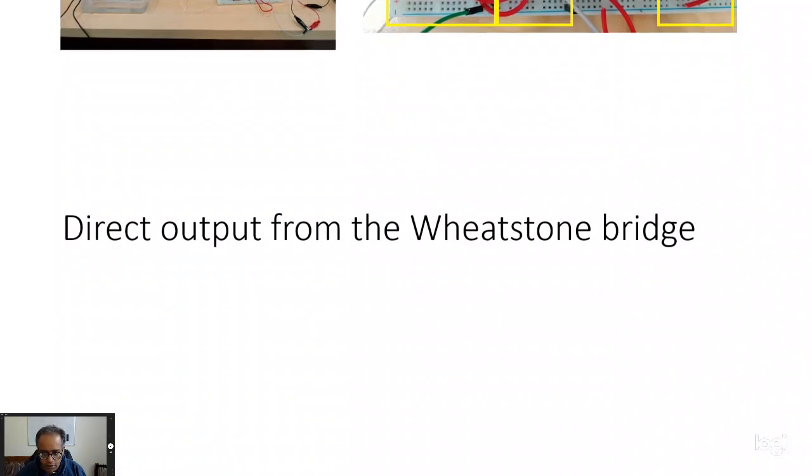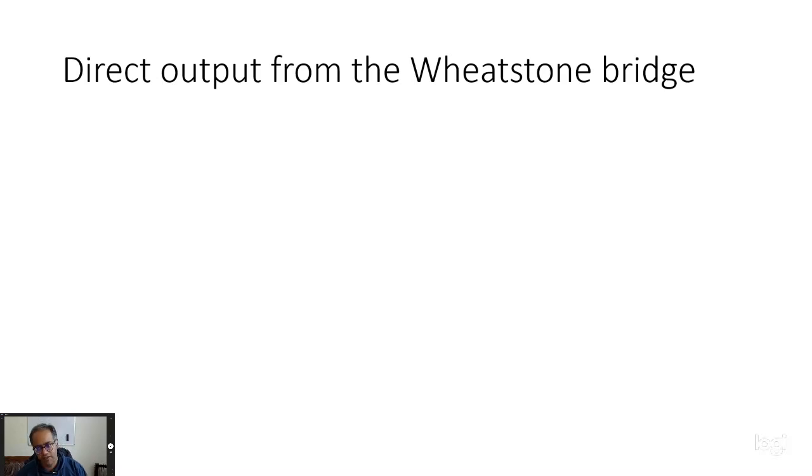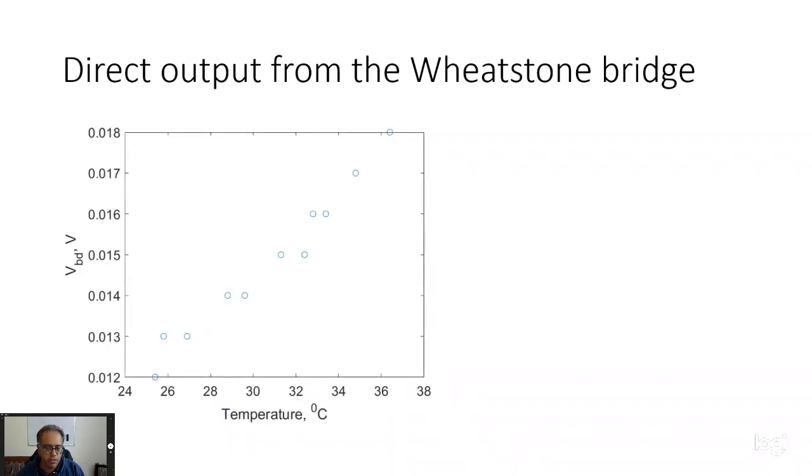Okay. So now that we have this configuration ready, what we are going to do is measure directly the output from the Wheatstone bridge, even before we are connecting it to the instrumentation amplifier. If you use a conventional multimeter and you measure the output from the Wheatstone bridge, and we are varying the temperature of the Peltier element over the range of 25 degrees Celsius to 35-ish, right? Now you see that it's rather discrete and step-like, right?